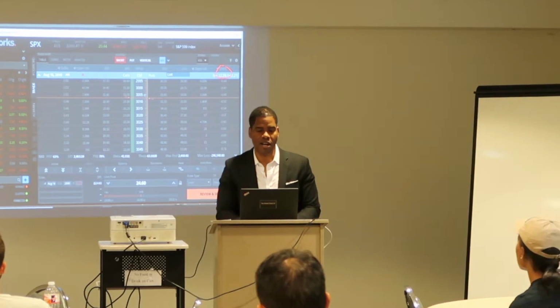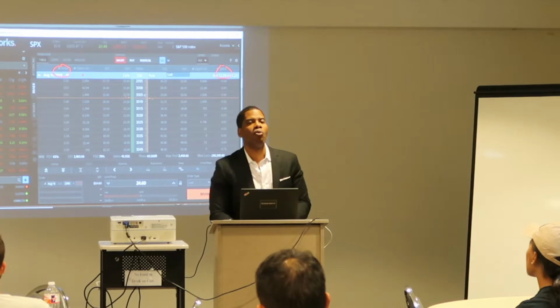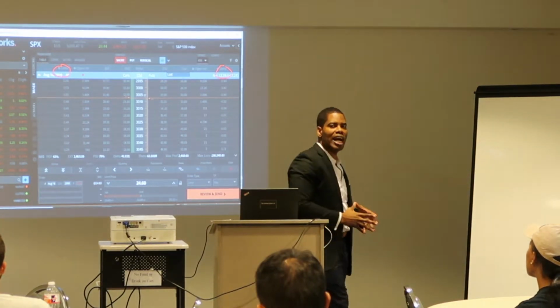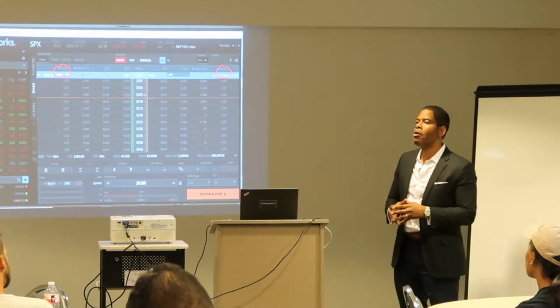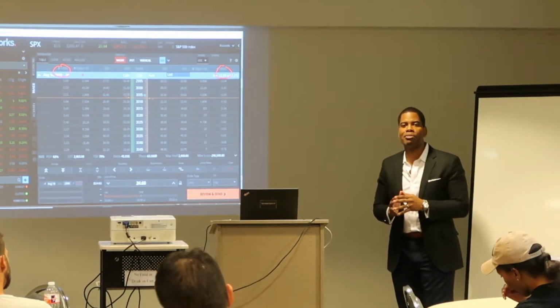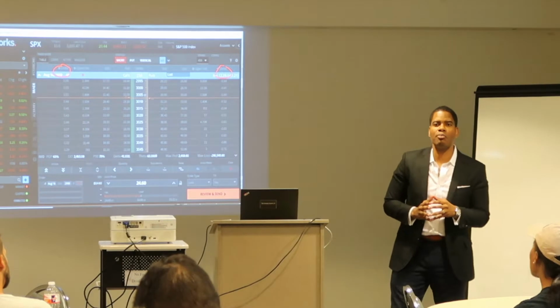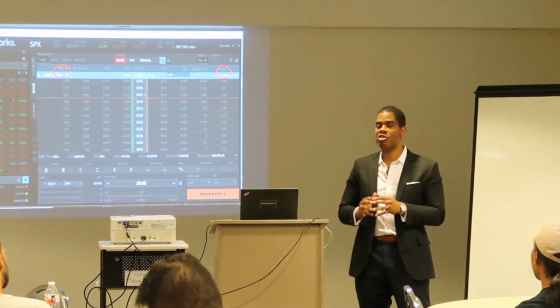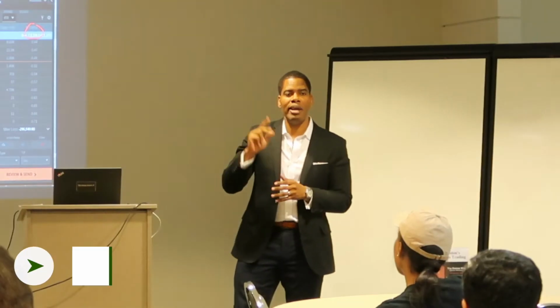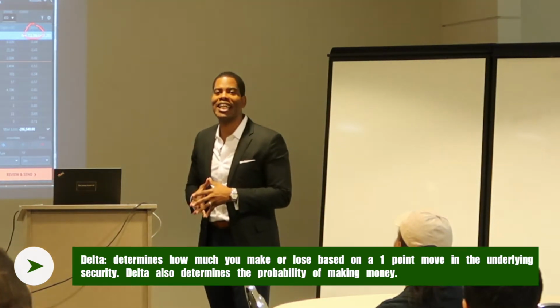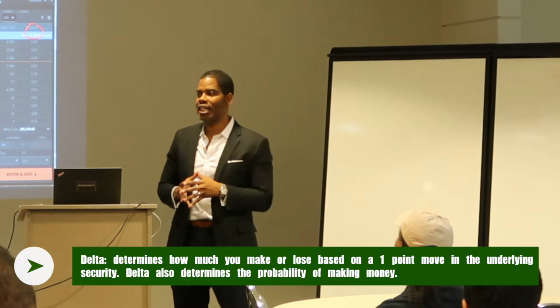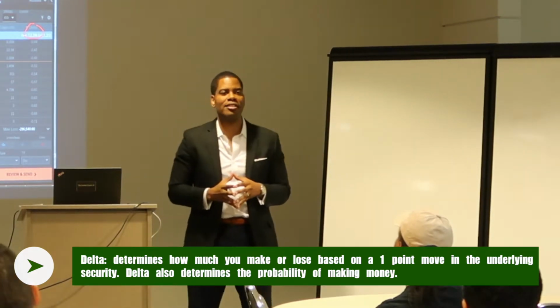And I was just talking about how important delta is. Delta is one of the 4 major option Greeks, and delta is the most important option Greek. It's the most important because it measures 2 things. It measures your directional risk and it measures your probability of succeeding. Okay, your probability of success.